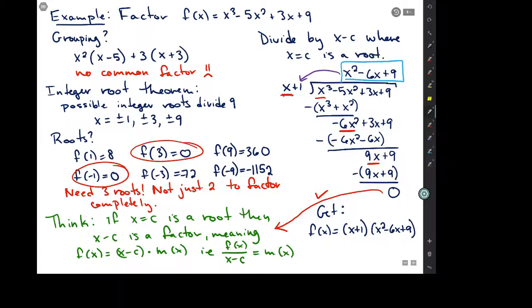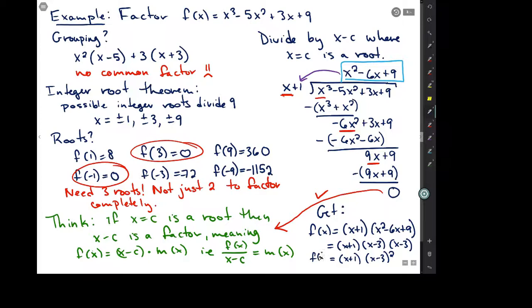Now, I could divide by x minus 3, but at this point, I just have a quadratic polynomial, and it's so much easier to just factor it. So I have this x plus 1, and then if I want to factor x squared minus 6x plus 9, that's just x minus 3 times x minus 3. And there's my other root. My other root was x equals 3, and it just so happens that that one occurs twice. So that's my answer. That is my fully factored polynomial.